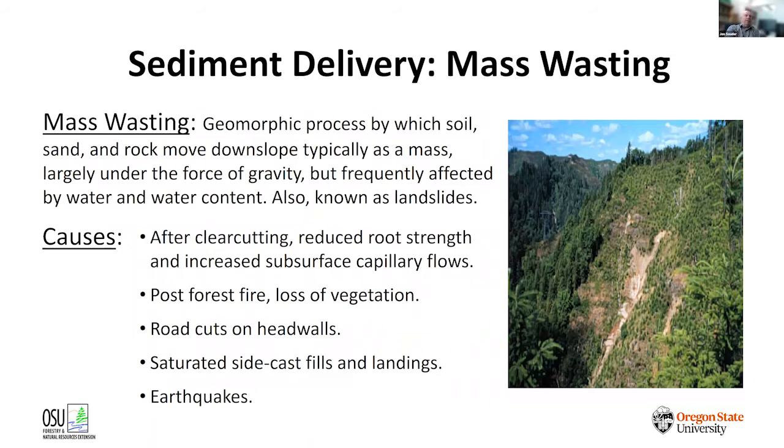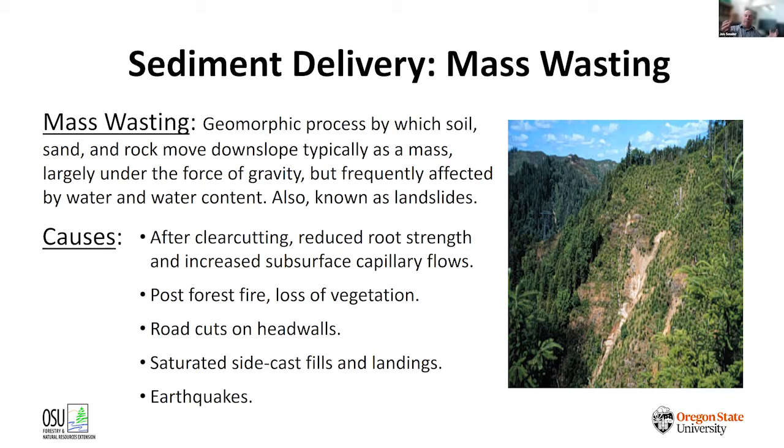So where does this stuff come from? There are a number of sources. One of the most significant ones is what we call mass wasting. Other people call it landslides. This is typically on steeper, unstable slopes. Again, this Tyee sandstone region on the coast is fairly notorious for its landsliding.